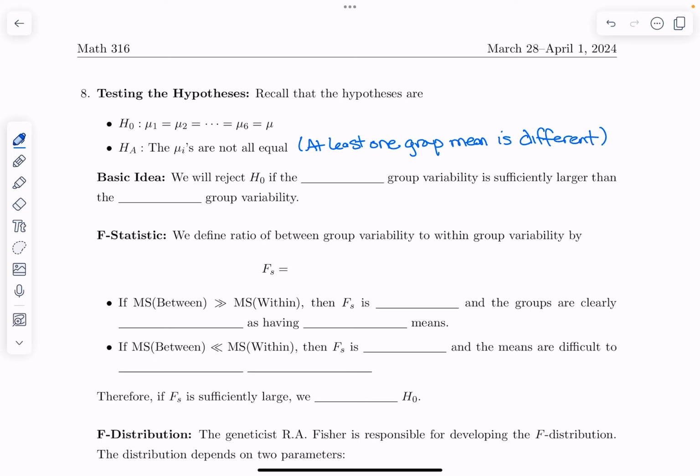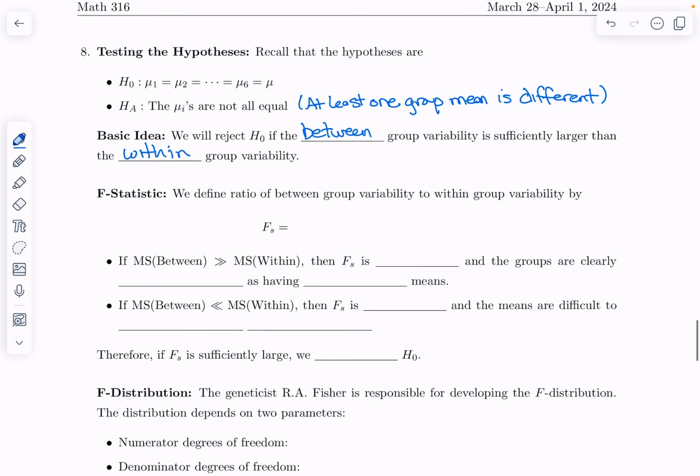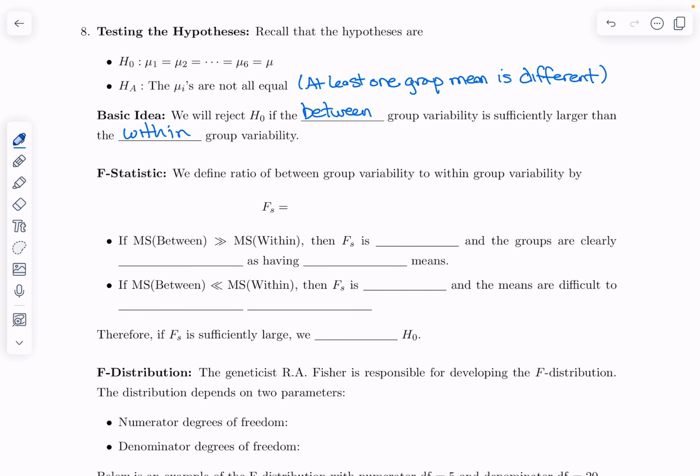Okay. And our basic idea is that we're going to reject the null hypothesis if between group variability is sufficiently larger than within group variability, like I showed with the pictures in the previous video. Okay, so how are we going to compare between group variability to within group variability? Well, we're going to define what's called the F statistic, and that's going to be a ratio between the two. So I'm going to take the mean square between, and then I'm going to divide it by the mean square within. So that ratio tells me how large is the between group variability compared to within group variability.